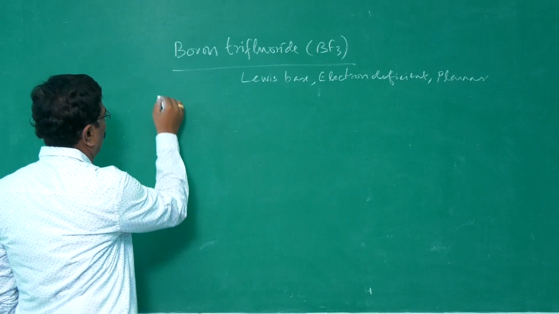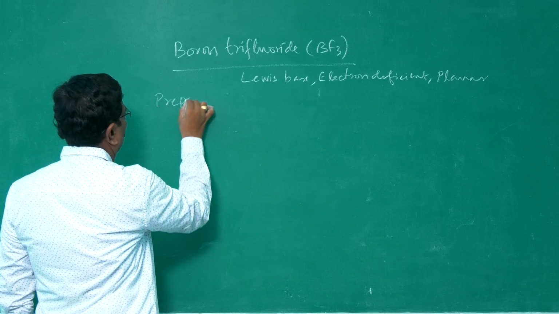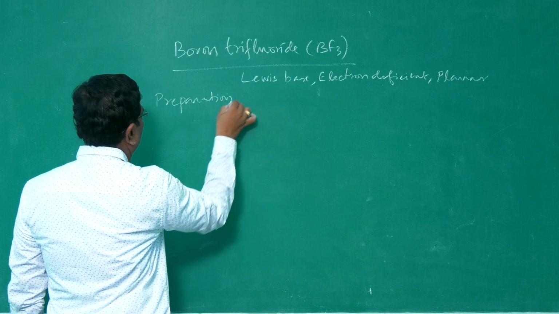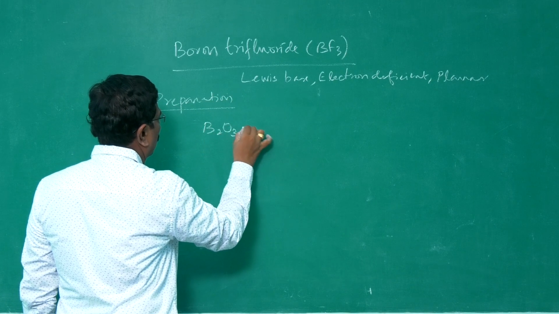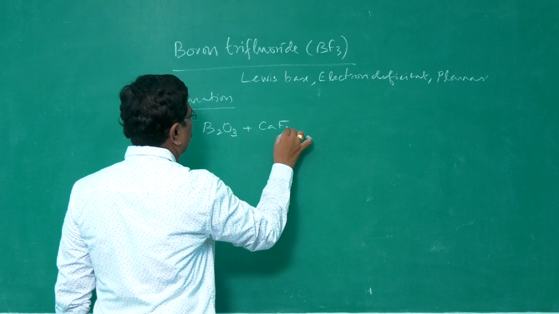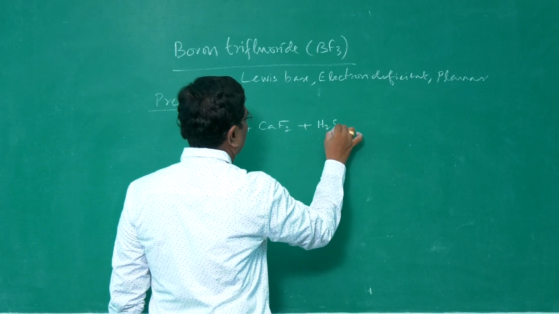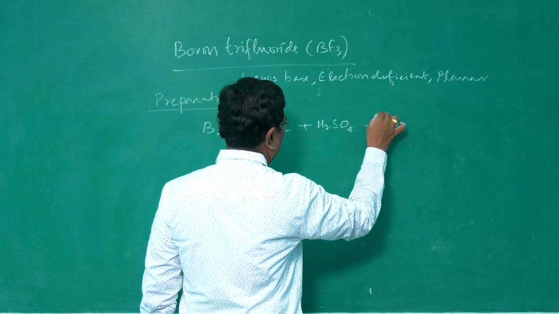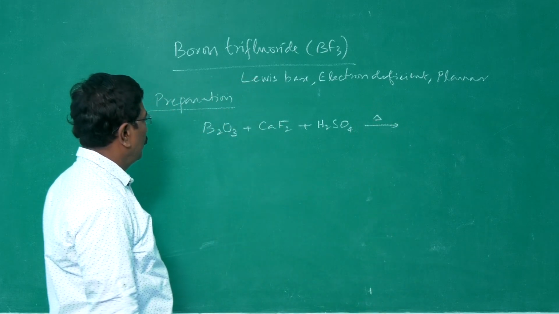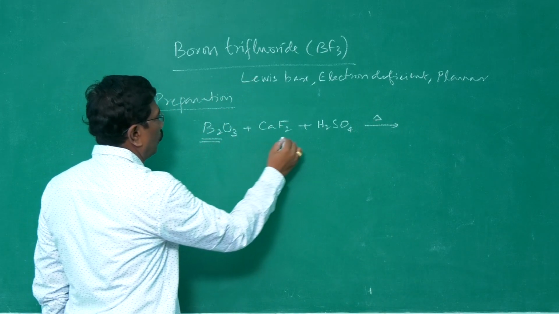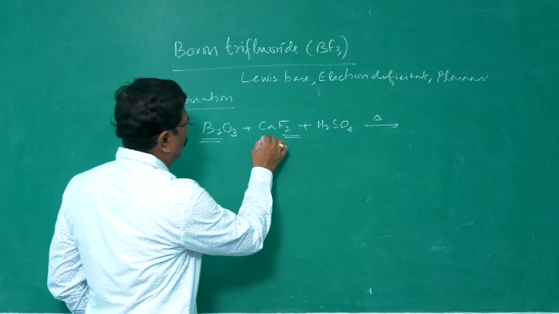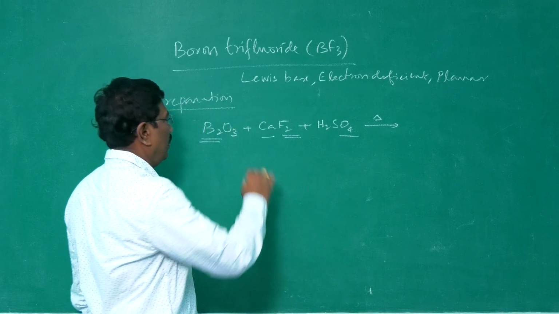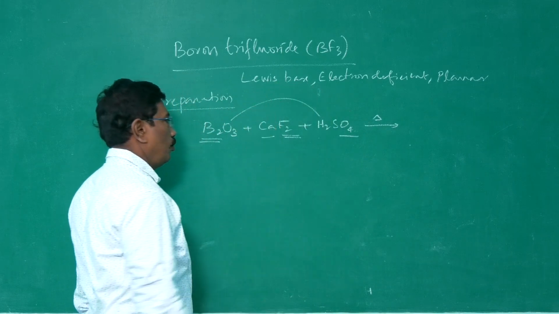How can it be prepared? Preparation. It can be prepared by the reaction of boron trioxide with calcium fluoride and sulfuric acid. When boron trioxide is heated with calcium fluoride and sulfuric acid, what are the things which are happening? Boron combines with fluorine to become boron trifluoride. Calcium combines with sulfate to become calcium sulfate. Hydrogen combines with oxygen to become water.